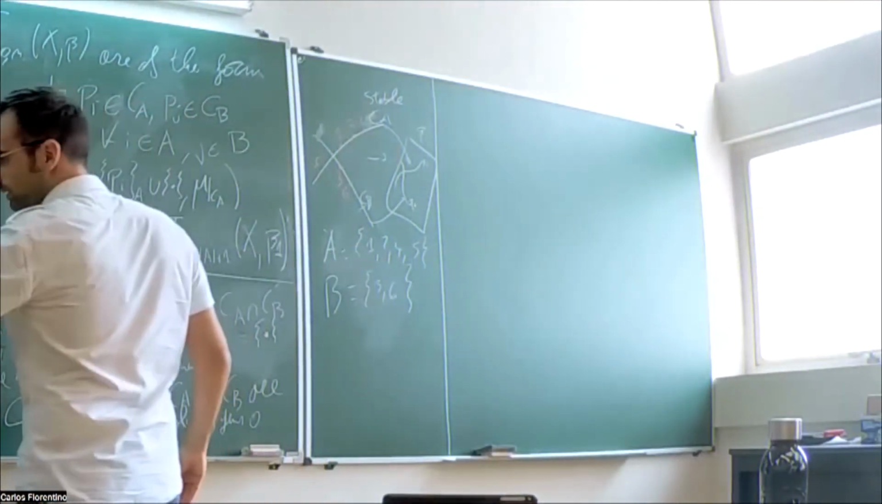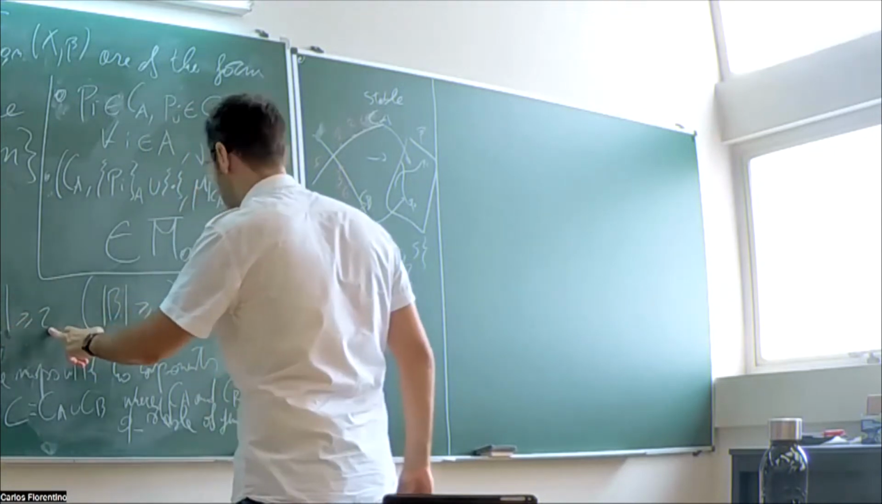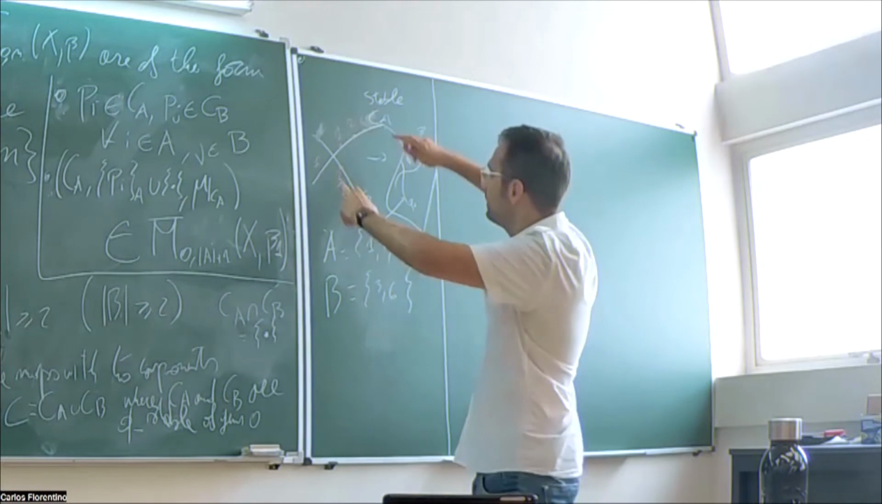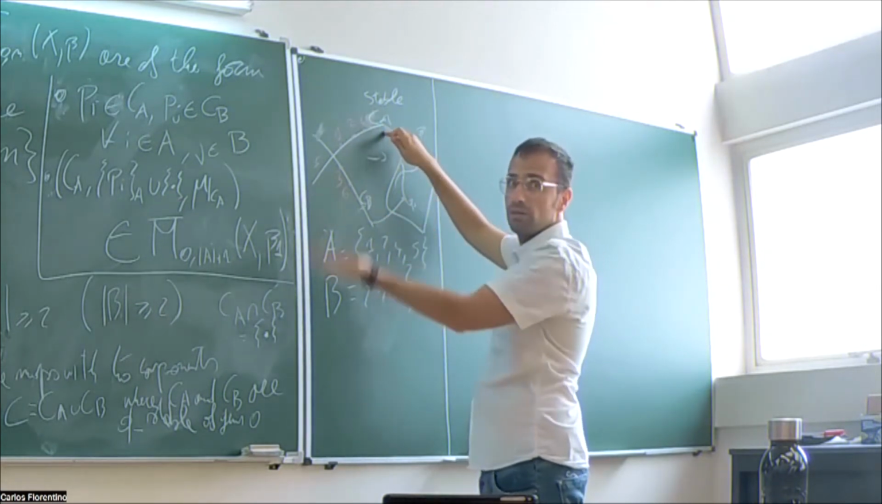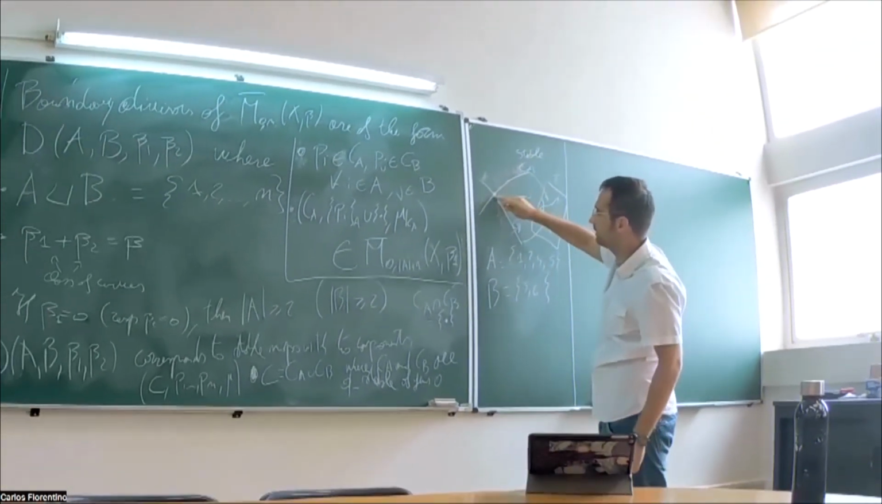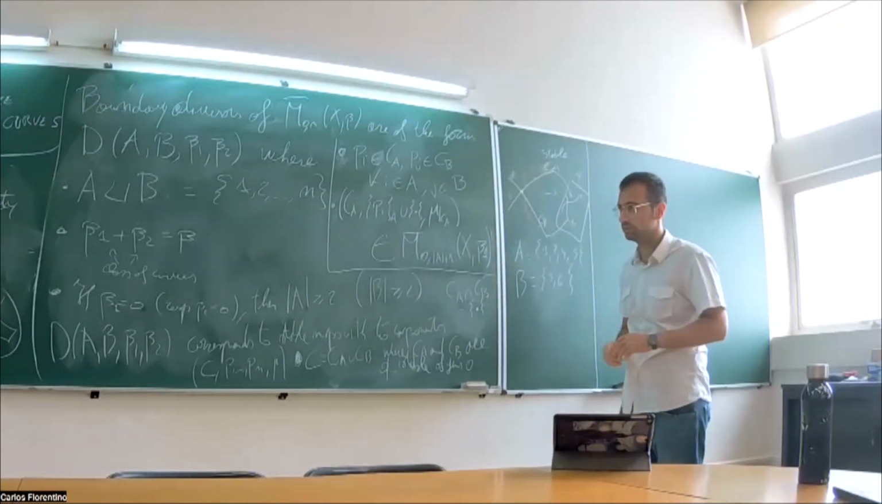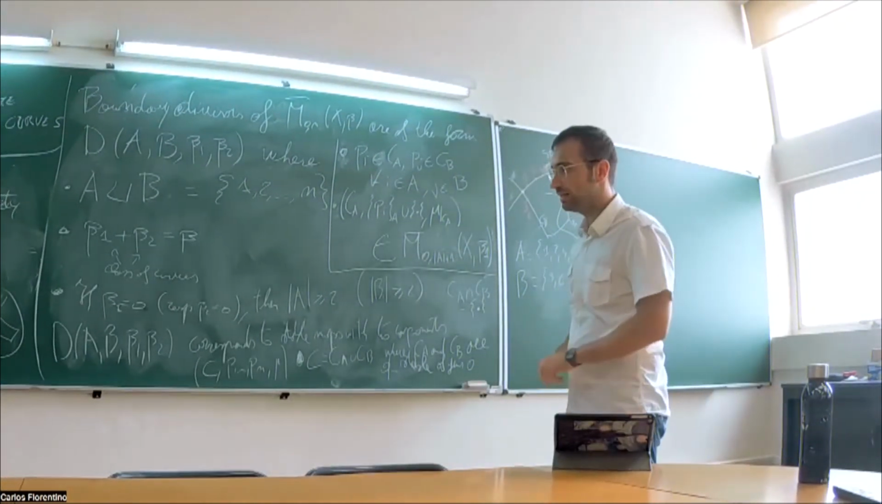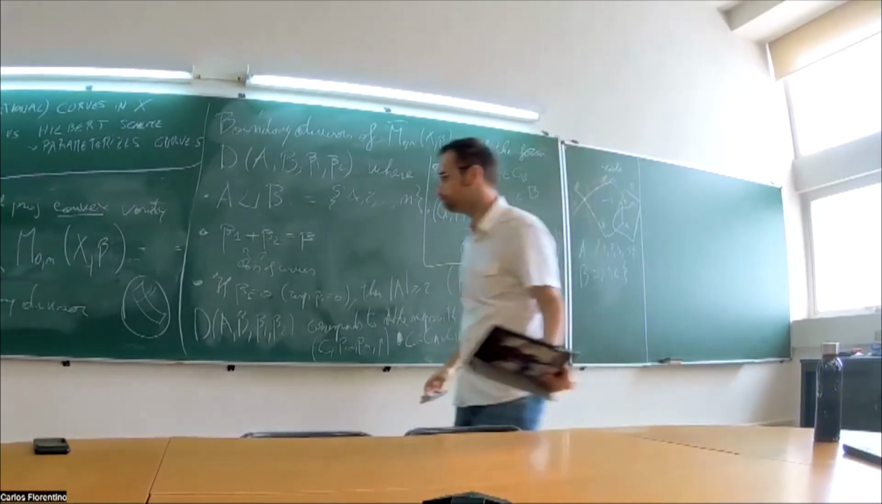Why, if beta is equal to 0, must the cardinality of A be at least 2? Because if this is contracted, it must be stable, so I need at least 3 marks. One is the intersection point, so I need at least 2 other marks to have stability. Just that. And there is a way to describe this object.